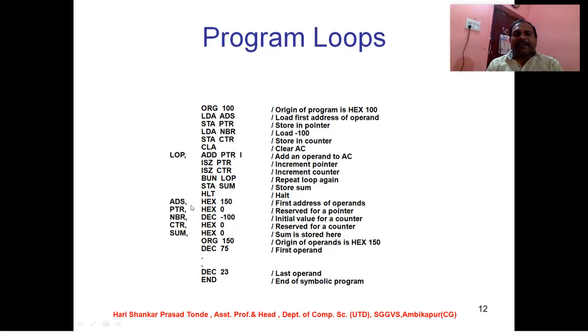Next part is ADS HEX 150, the first address of operands. HEX 0 reserved for a pointer. DEC minus 100, the initial value for a counter. HEX 0 reserved for a counter. HEX 0, the sum is stored here. ORG 150, the origin of operands, is hexadecimal 150. DEC 75, the first operand. Likewise, one after another we are going to do. The last one is DEC 23, the last operand, and afterwards we are going to fetch the END part, and this means the end of the symbolic program.